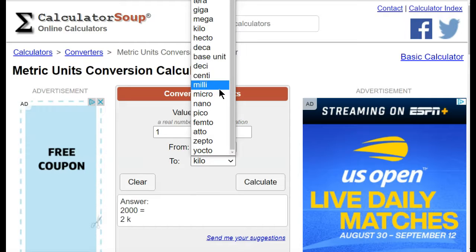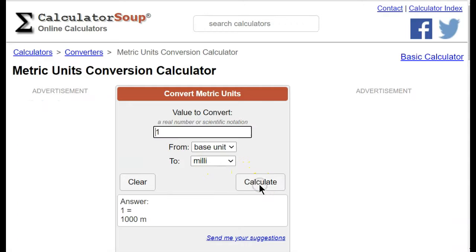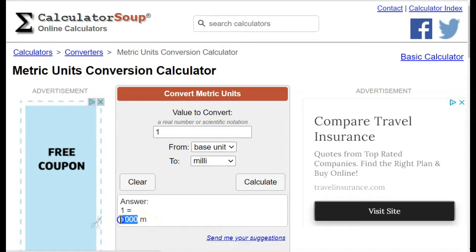This is the hard part about using this converter. You have to get really good at the base unit. So again, I'm going from 1 gram, which is a base unit, to 1 milli, and I understand that gram is here, and then I click calculate, and it tells me. Here it is, it's 1,000. You can ignore the little M thing right there. You just put the 1,000 right there. And that's it. That's how you convert.